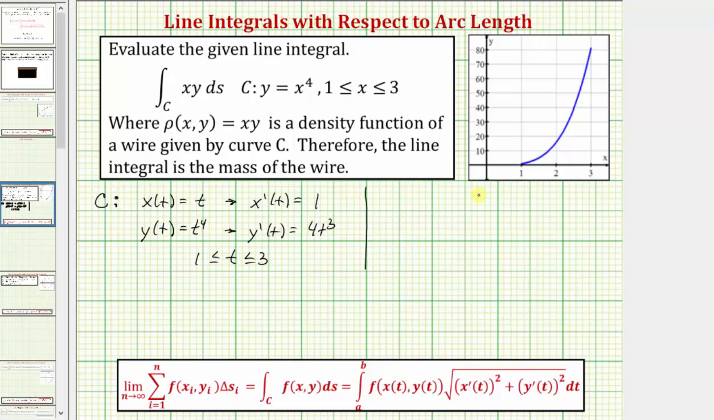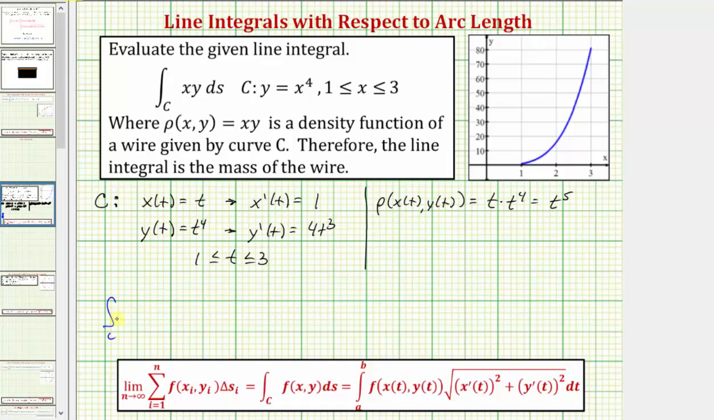Now let's also write the integrand function, which in this case is rho of x comma y, as a function of t using x of t and y of t. So rho of x of t comma y of t would be equal to, well, x is equal to t, and y is equal to t to the fourth, so we'd have t to the fifth. This is all the information we need in order to evaluate the line integral.